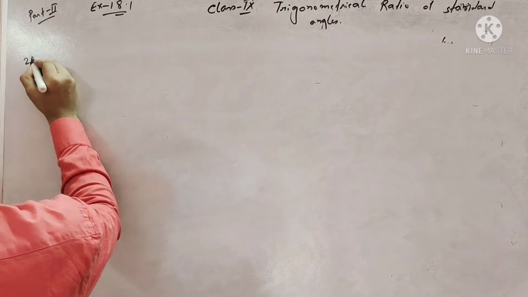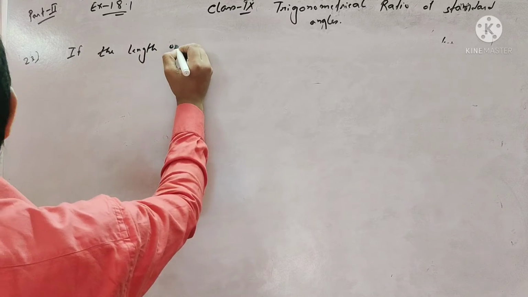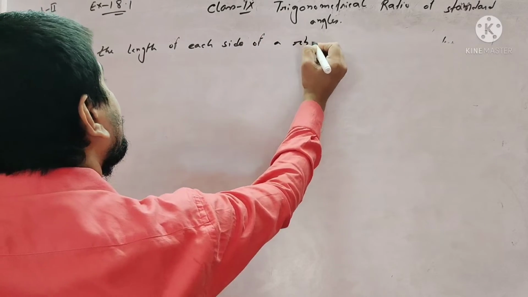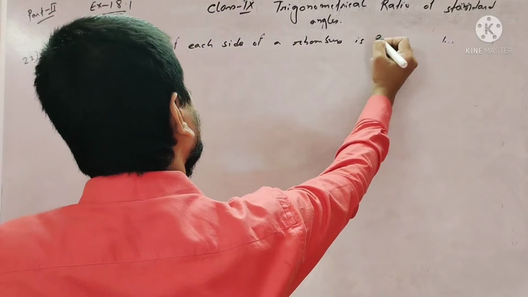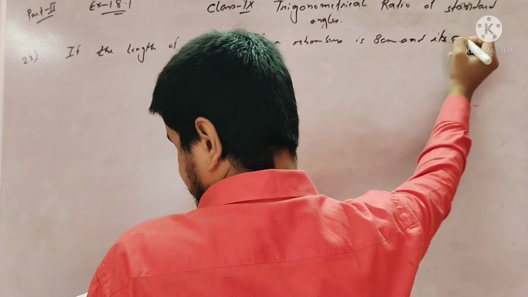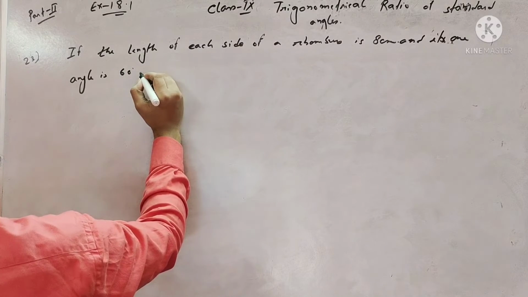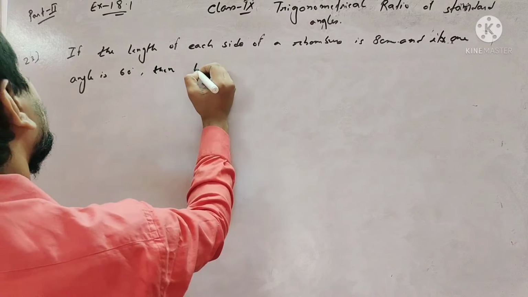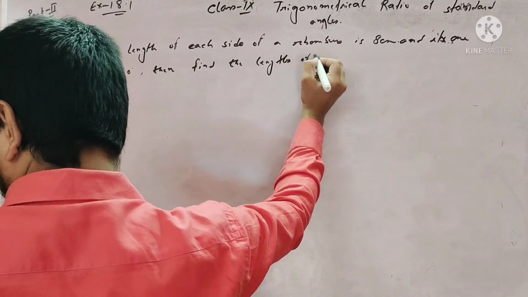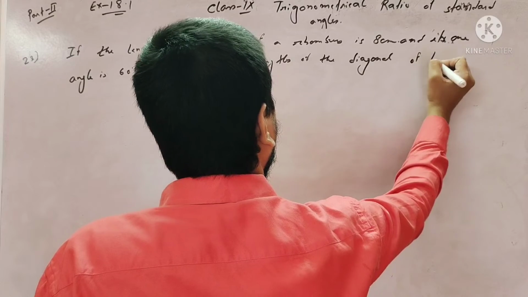Okay, question number 23. If the length of each side of a rhombus is 8 centimeter and its one angle is 60 degree, then find the lengths of the diagonals of the rhombus.